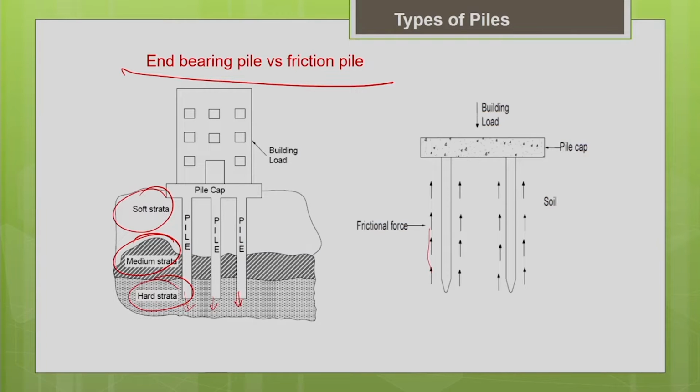If the hard bearing strata is within reachable depth, then we can go for the end bearing pile. Otherwise, we have to go for the friction pile only. If the hard bearing strata is at a very great depth and not reachable, then we can design a friction pile. But most of the piles can transfer the load both through the friction mechanism as well as through the end bearing mechanism. So, that is also possible.